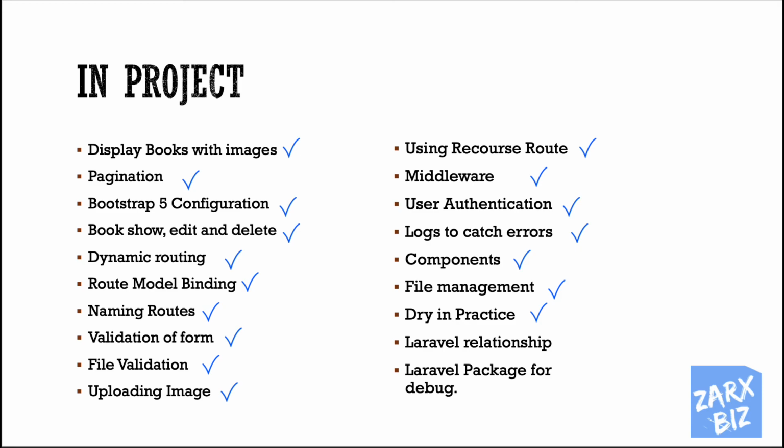And we used the same function in more than one place to follow the practice rules. We worked with Laravel relationships. We used packages as well to work with debugging. It's Laravel Debugbar where you can check the routes. And yeah, so that's it. That's all there is.